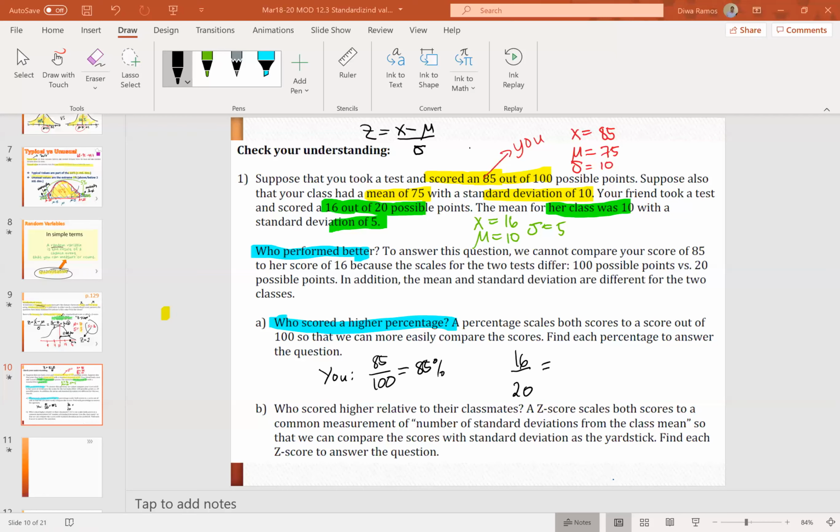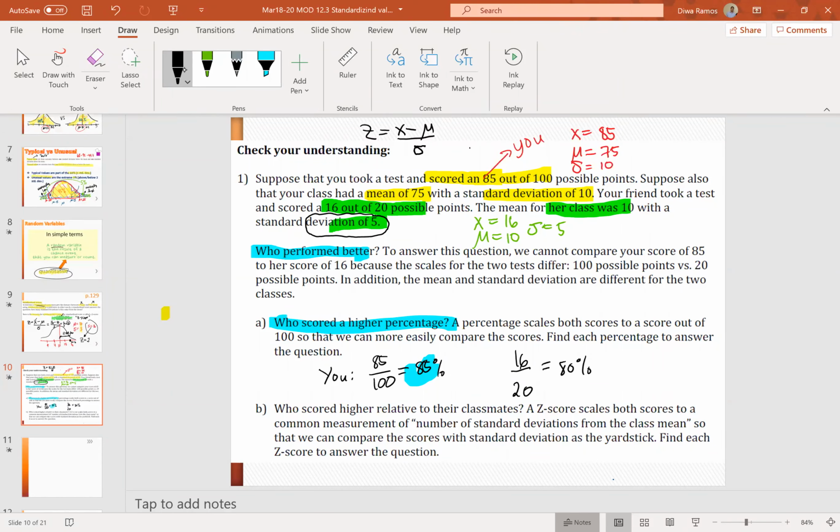Let me just double check that. Yeah, that's 80%. So on the onset, you would say, oh, I scored higher because it's 85 out of 100. And that's a higher percentage, isn't it? Well, in terms of score, it is the higher percentage, but I'm not sure that's what the question is really asking about entirely, who performed better than whom, because both classes have different standard deviation.